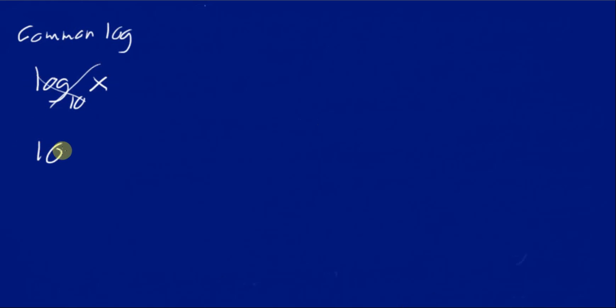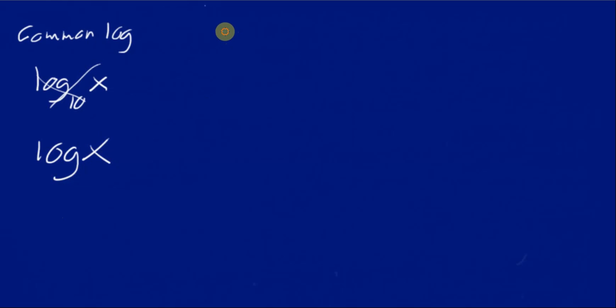Today we're going to talk a little bit about the common log. And a common log is a log with base 10. You can take it of any number. Now we're not going to write it like that because it is a common log. We're just going to write log of x. That implies the base is 10 even though there's no base written there.